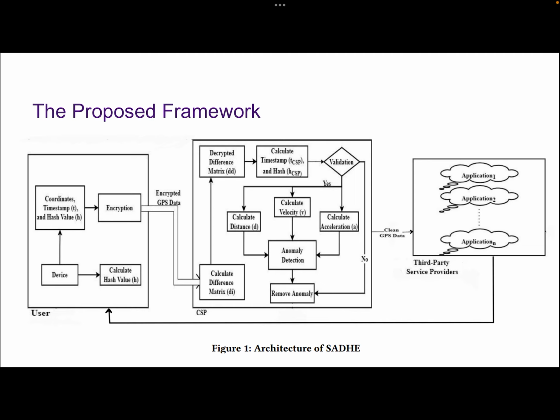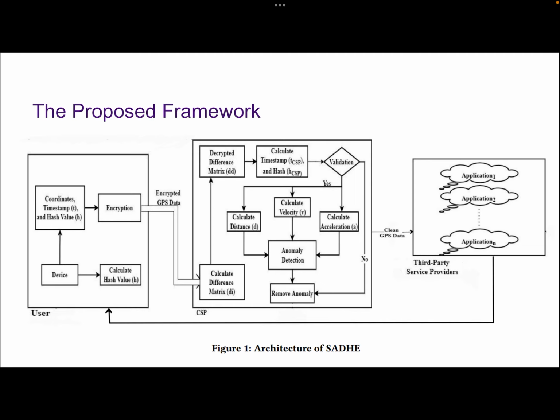is sent here. On the CSP, first of all, the received data is decrypted and the hash value is computed. If the hash value that is received and the hash value that is computed match, that means that data integrity is maintained. After the validation phase, different parameter values are computed, for instance, the distance, the velocity, and the acceleration. Distance is computed using the traditional Haversine method with some approximations. We'll discuss that in the next slide.